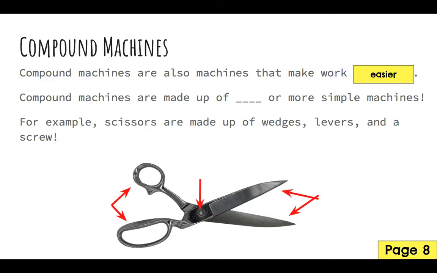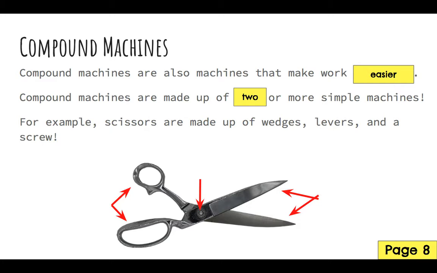Now listen to this part. Compound machines are made up of blank or more simple machines. So that means we are adding together simple machines to make a compound machine. How many do you think we have to have? In order to have a compound machine, we have to have 2 or more simple machines. For example, scissors are made up of wedges, levers, and a screw. That's 3 simple machines. So scissors are actually compound machines.